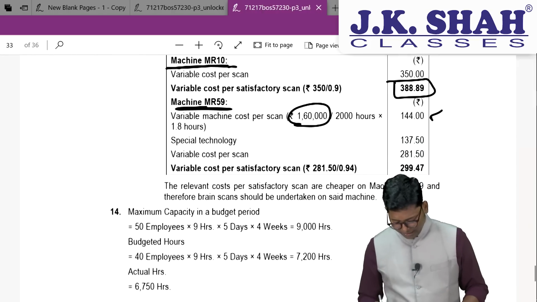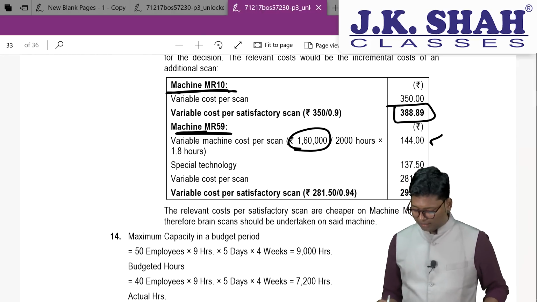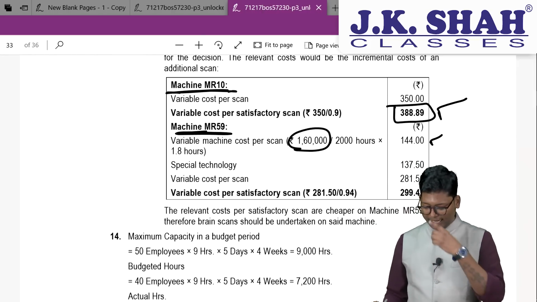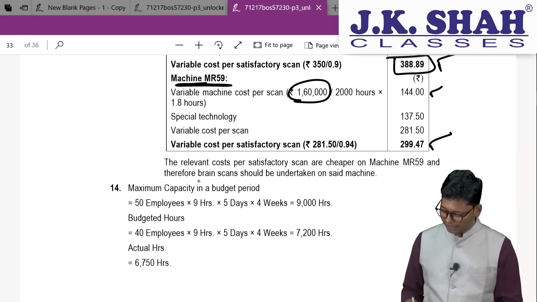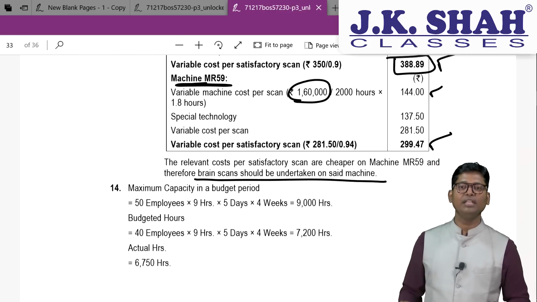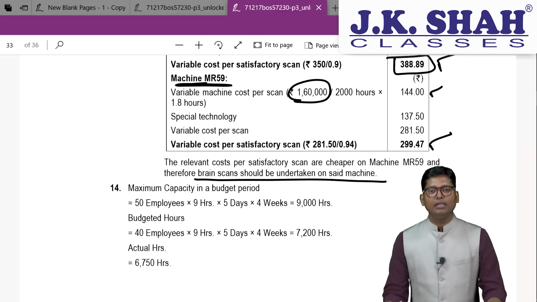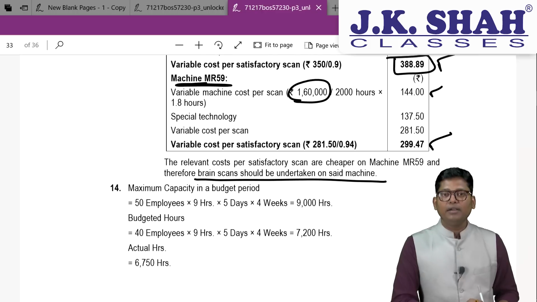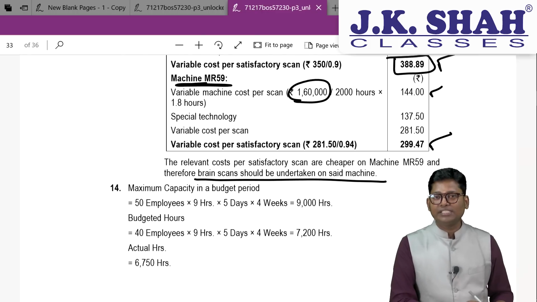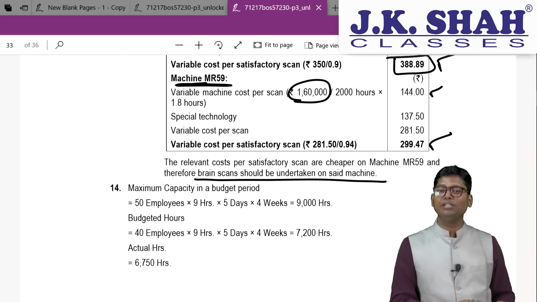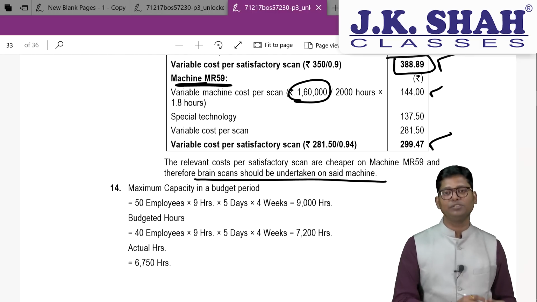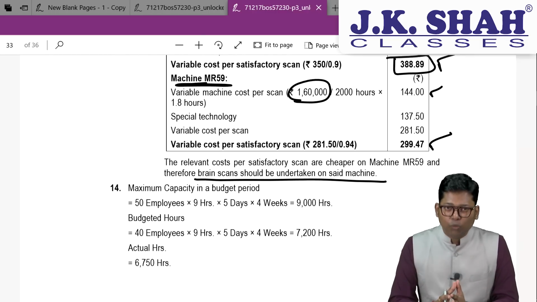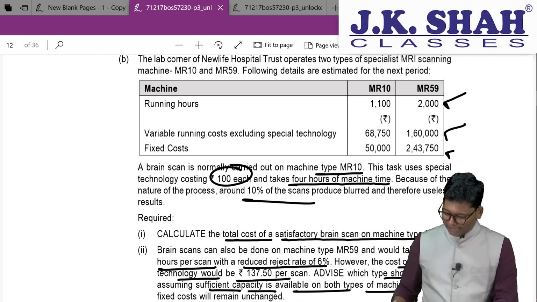Now when you compare, two different costs are there. MR10 costs you 388.89, whereas MR59 costs you 299, and that's why machine MR59 should be undertaken. The relevant cost per satisfactory scan is cheaper on machine MR59, and that's why that machine should be considered for the purpose of your scanning. So one more sum is covered in this RTP.